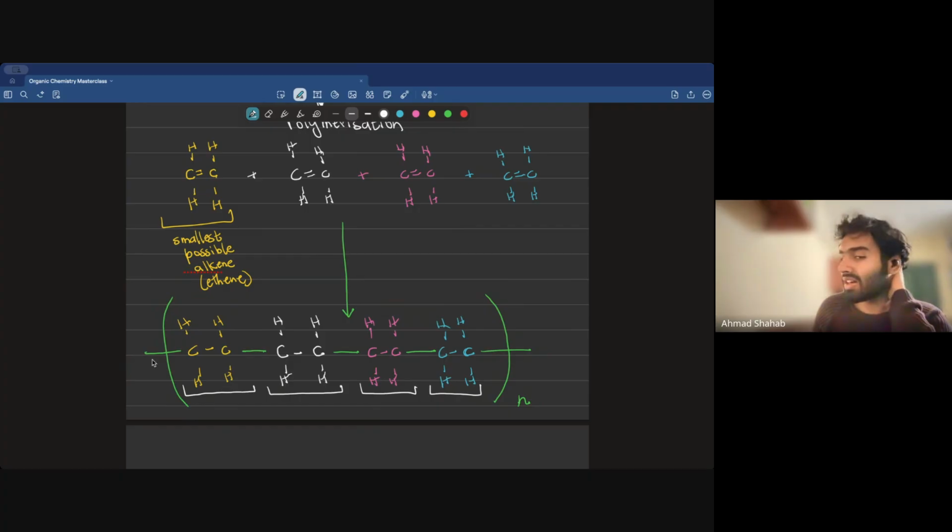Are there conditions? Yes, there are conditions for polymerization, but luckily you are not required to know conditions for this type of polymerization. That is something you are lucky with.